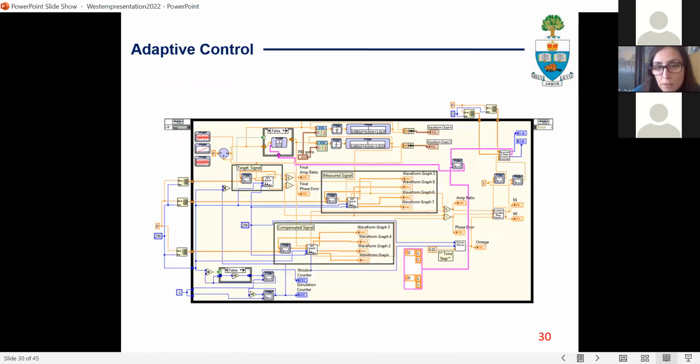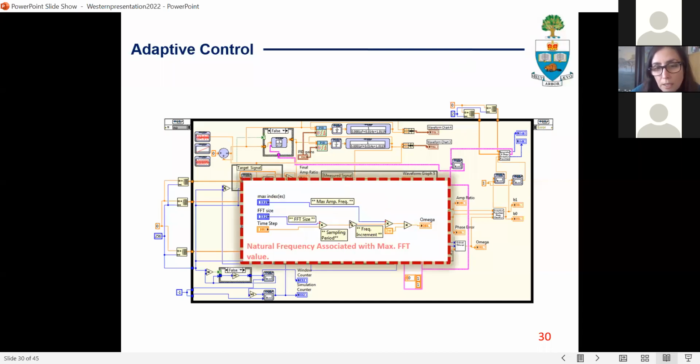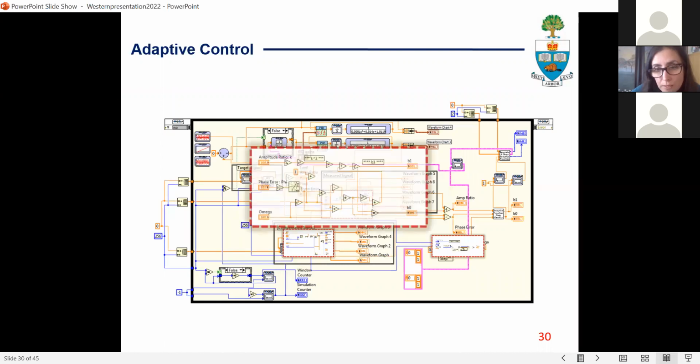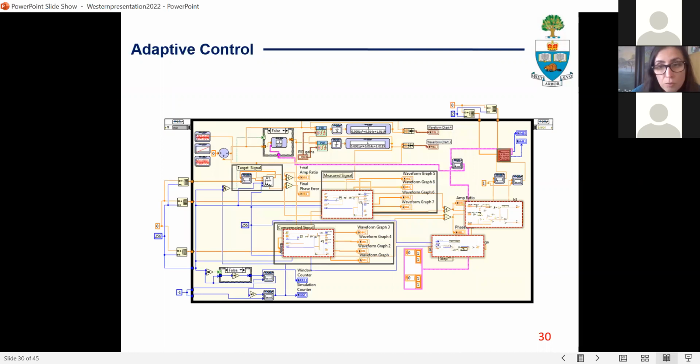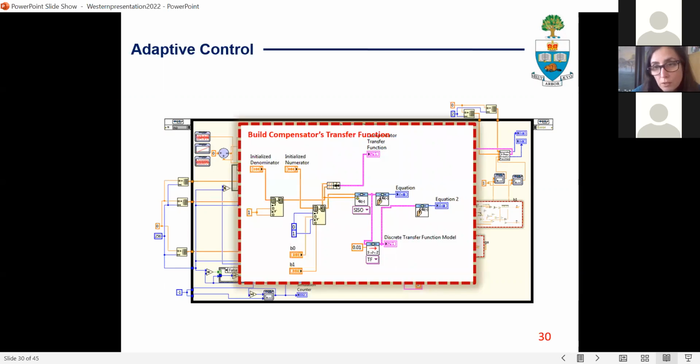So here is the LabVIEW implementation of this. So we have the adaptive controller with PID. We have the PID constant coefficient controller. So what we do is we take the measured signal. We take the command signal. We perform fast Fourier transform, and then we have our algorithm that calculates the amplitude and phase errors using this frequency domain-based indicator approach. We then calculate the coefficients of the compensator that needs to be introduced in the forward path to negate these effects, and then we build the compensator's transfer function and put it in the forward path.